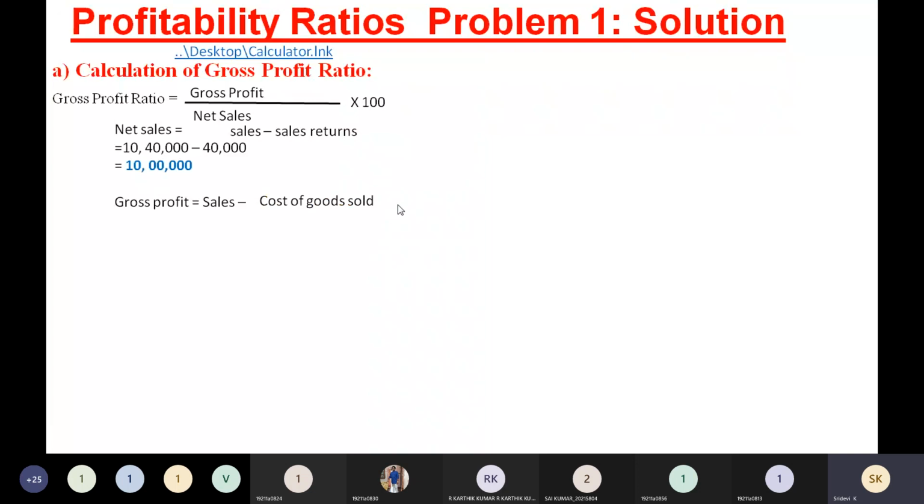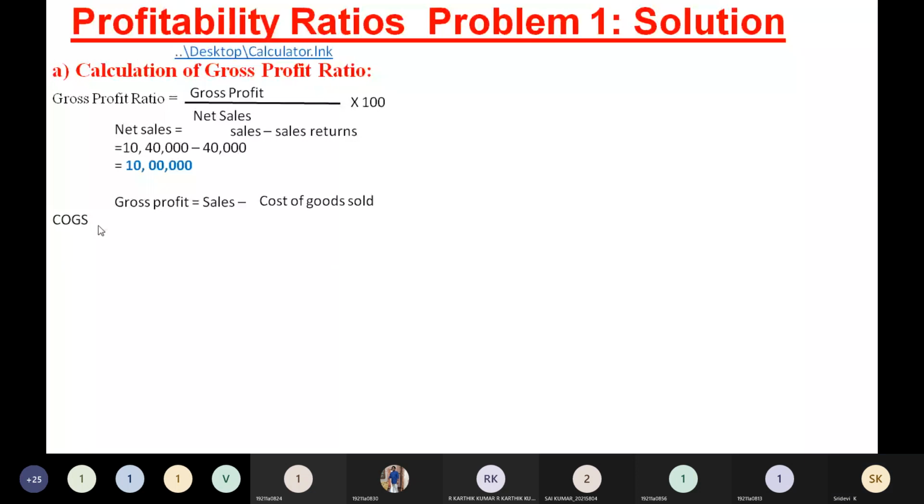Everyone take down this formula. Cost of goods sold. If you deduct it from the sales, that will give you gross profit. So how can this cost of goods sold be calculated? For this also we have a formula. I am giving it in short to represent cost of goods sold as COGS. COGS is nothing but the cost of goods sold.